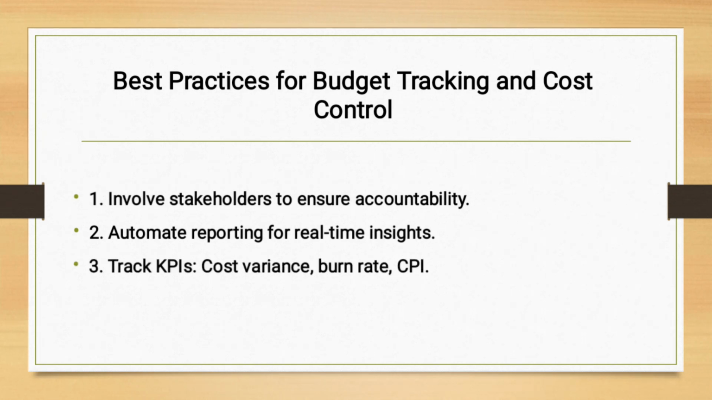Another one is that you need to track key performance indicators. On that one, you can use cost variance, which measures financial performance. Or you can use things like burn rate. Burn rate measures the rate at which you are spending your budget. From there, you have the cost performance index. Cost performance index talks about the efficiency at which you are spending your budget.